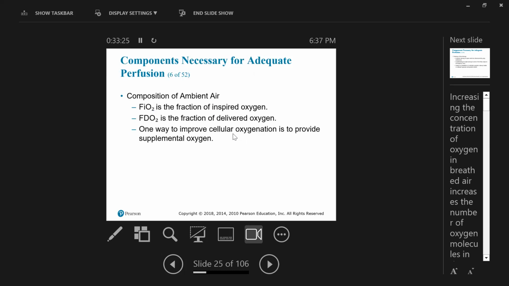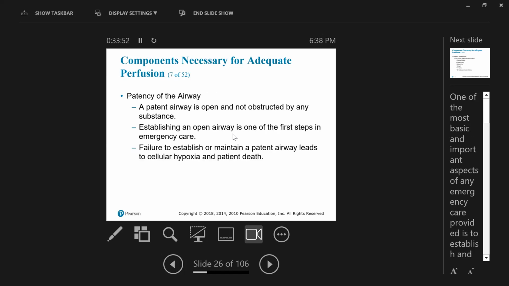FiO2, which I forgot what that stands for, is the fraction of inspired oxygen. That's the amount of oxygen that's actually going into your system. The FiO2 is a fraction of delivered oxygen. One way to improve cellular oxygenation is to provide supplemental oxygen. And you guys carry oxygen, right? Yeah. Both in-house and transportable, okay? Portables.